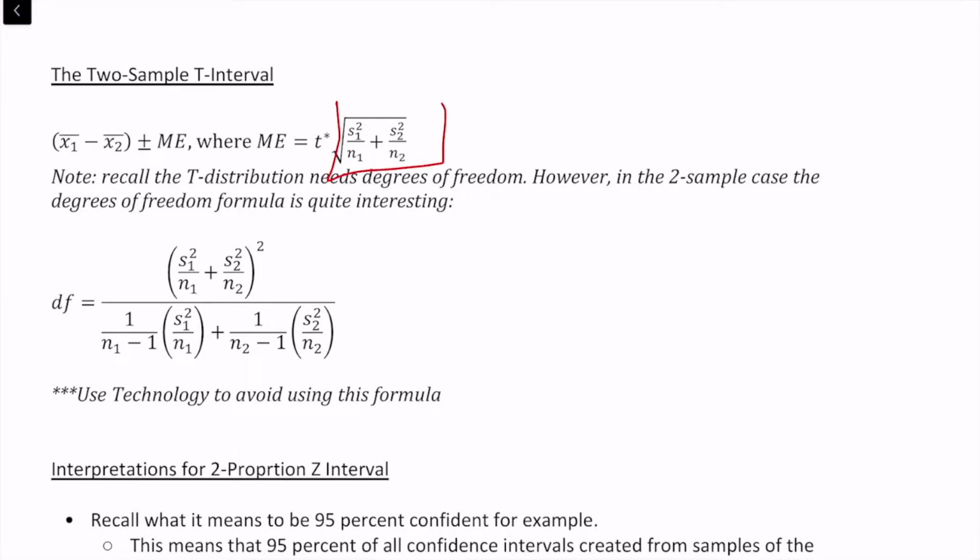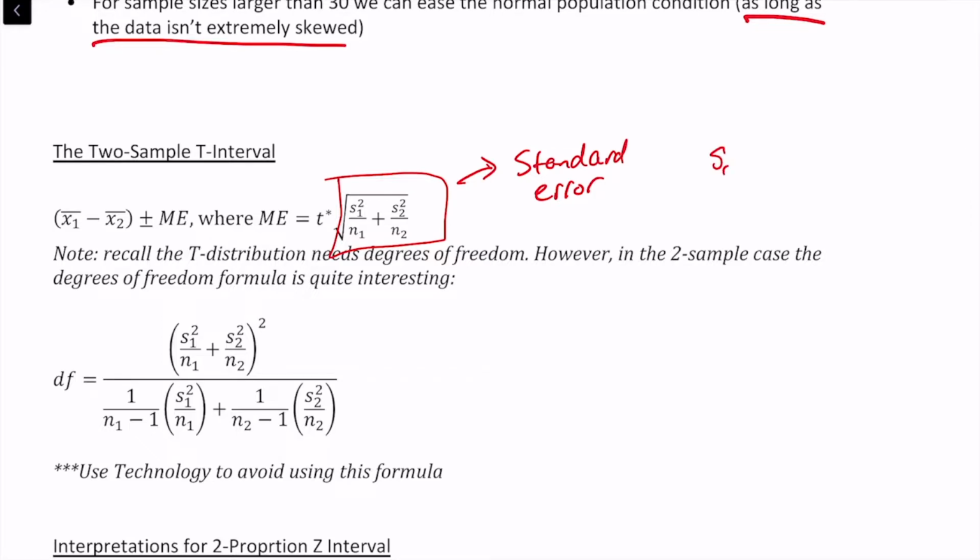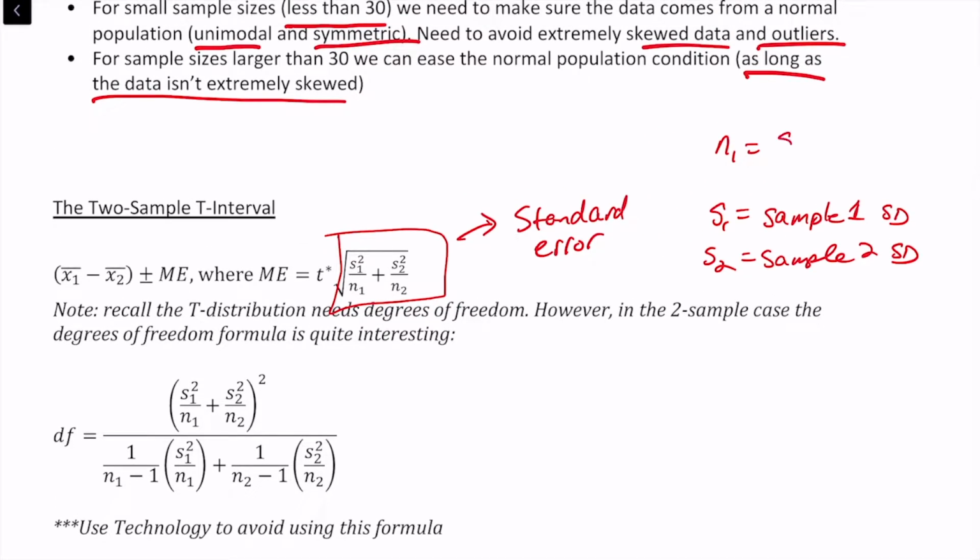So let me highlight this. This right here, the square root stuff, that is the standard error. And it takes s1 squared over n1 plus s2 squared over n2, and the square root of that sum. Just in case you need a refresher, remember s means sample standard deviation. So s1 is the sample 1 standard deviation. s2 is the sample 2 standard deviation. n1 is our sample 1 size.